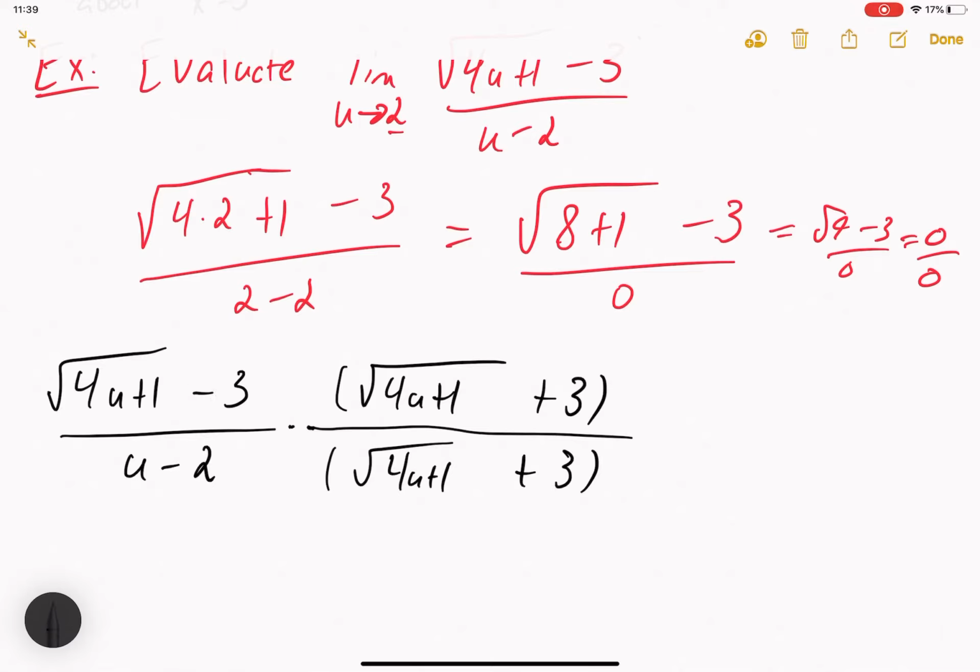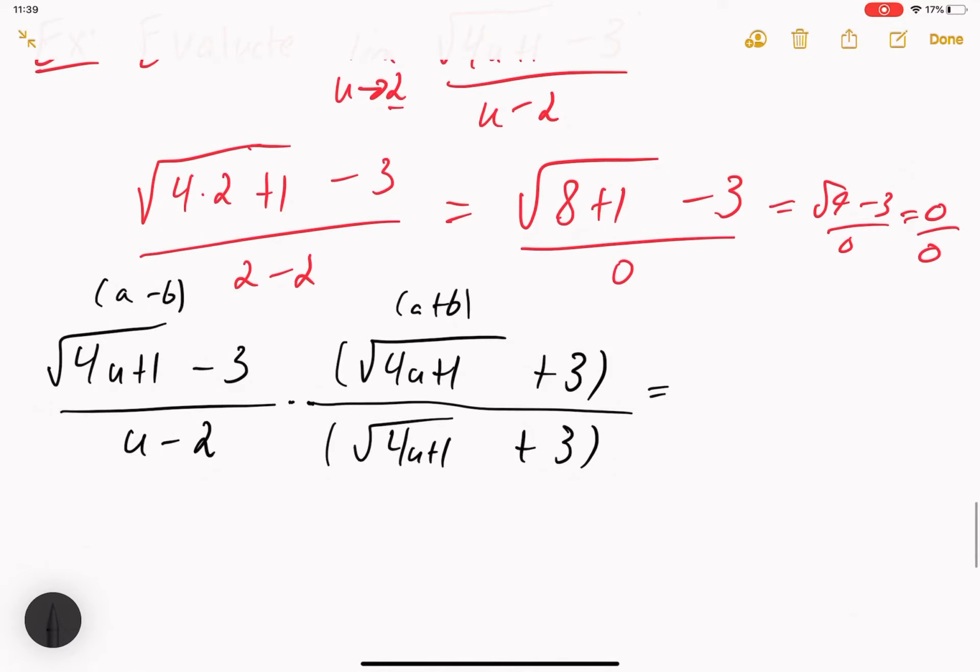And the reason why is we're using the property of this is a minus b, and this will be a plus b, and therefore the top would be like a squared minus b squared. And that's basically what we're doing, trying to use the difference of squares. So now we just have to simplify, plug things in.